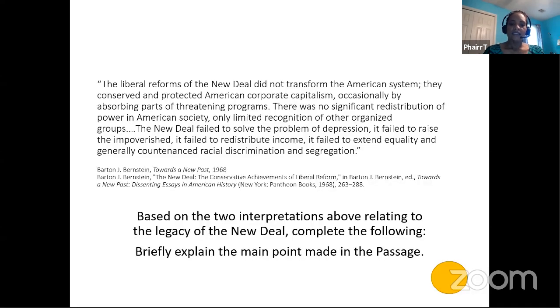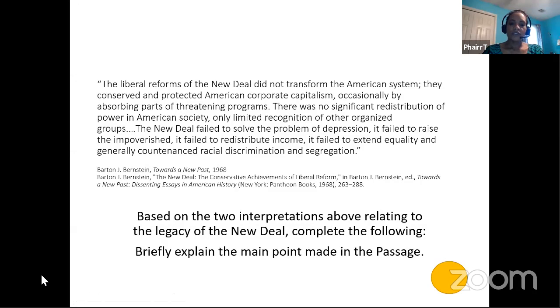This is a secondary source, which is common within your AP exam. You may get a primary source, you may get a secondary source, and you know the difference: a primary source is from a person who's actually a part of the event, and a secondary source is someone writing about the event. This is from Bernstein in 1968, talking about a new path. So take a few minutes and read through the passage and think about what the New Deal didn't do. And then we're going to answer this question.